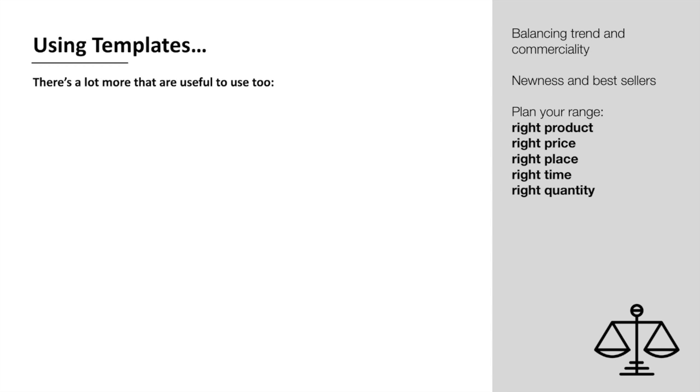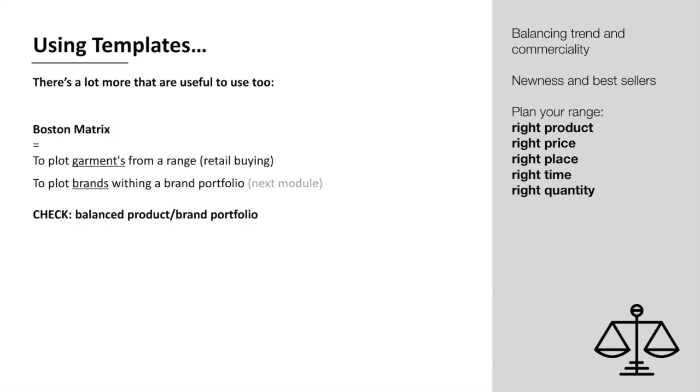So there's also a lot of other templates you can use too, including the Boston matrix, which we've used before, but in this instance, you'll use it to plot garments from your range. You could also use it to plot brands from within a portfolio too, which you might use next module. And you use this to essentially check that you've got a balanced product range or a brand portfolio.